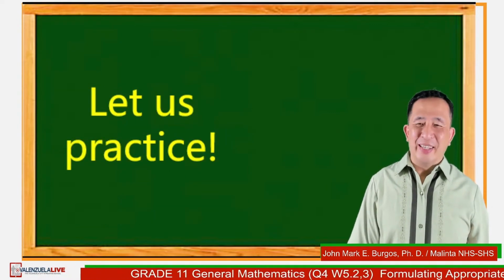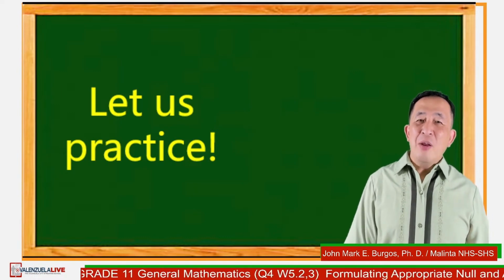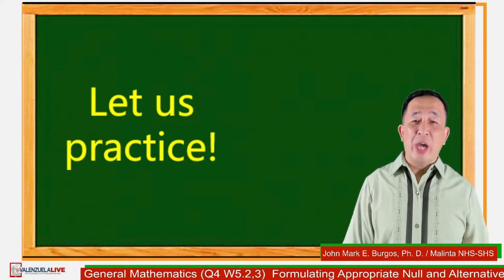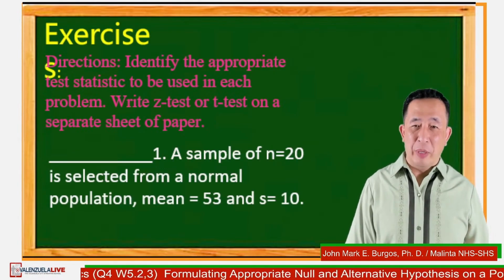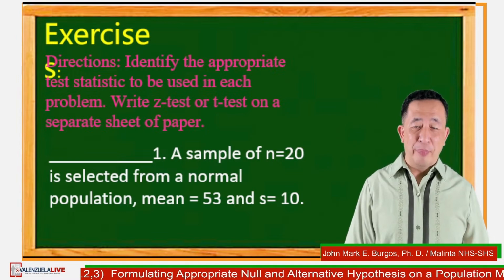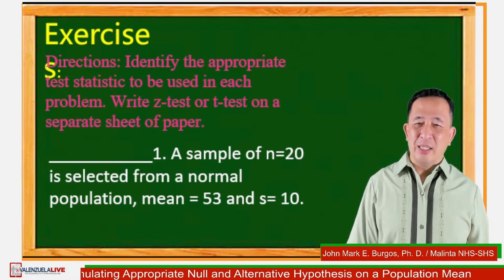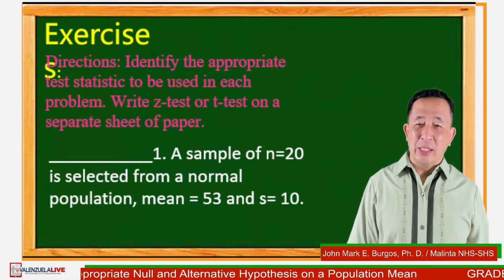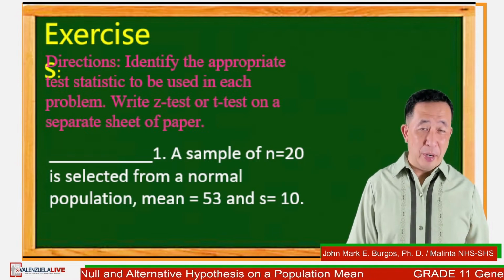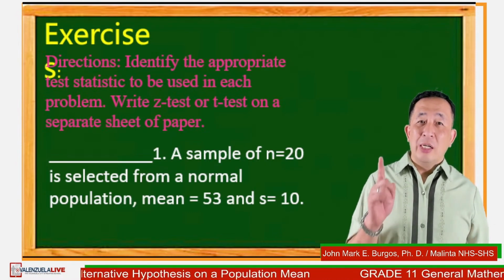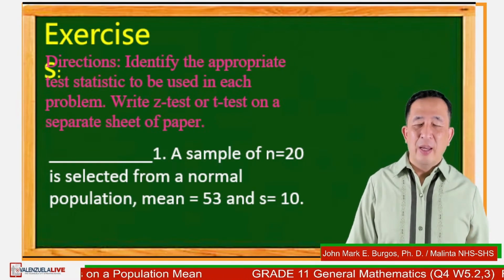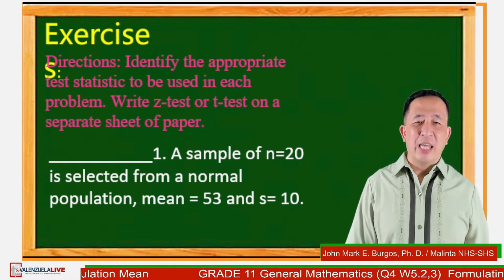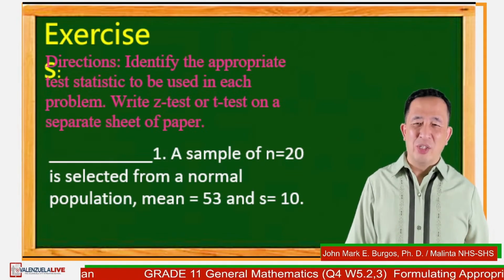Let's have a practice. In the following exercise, we shall identify the appropriate test statistic to be used in each problem. Write z-test or t-test on a separate sheet of paper. Now, I will be giving you 10 seconds only in each exercise. So if you're ready, let's have the first question.